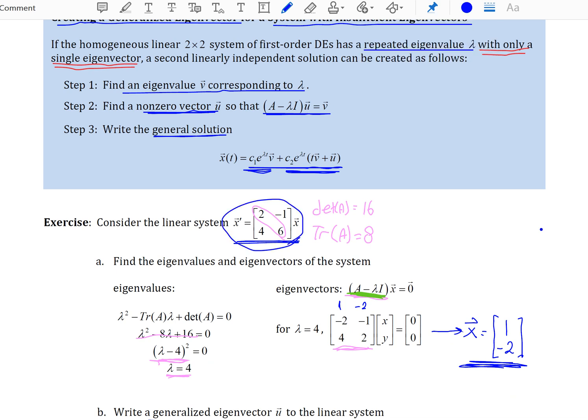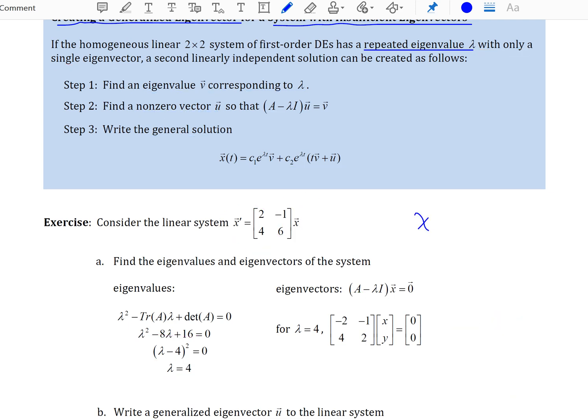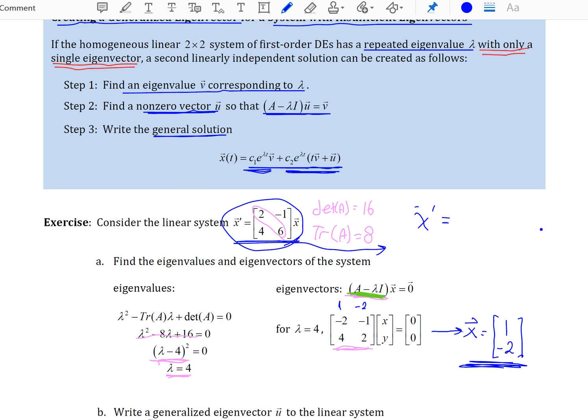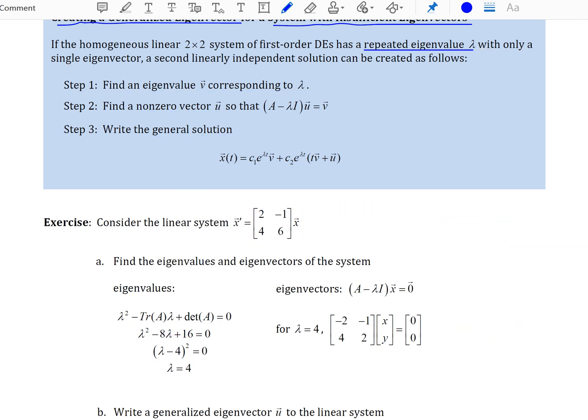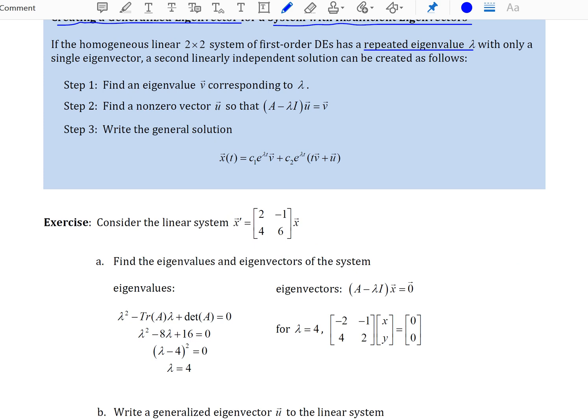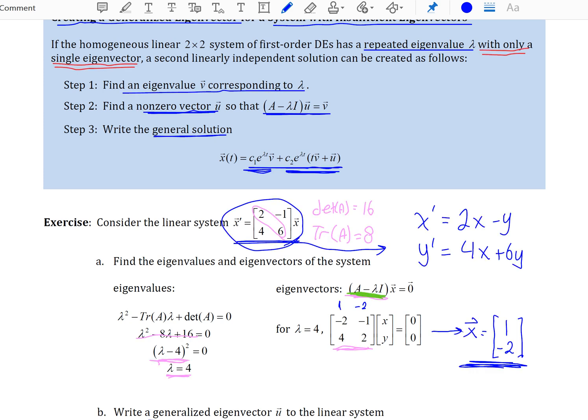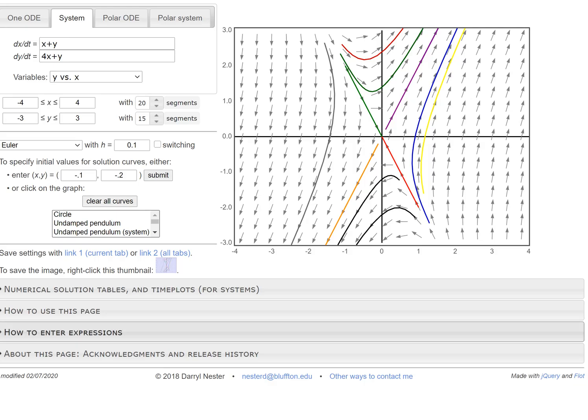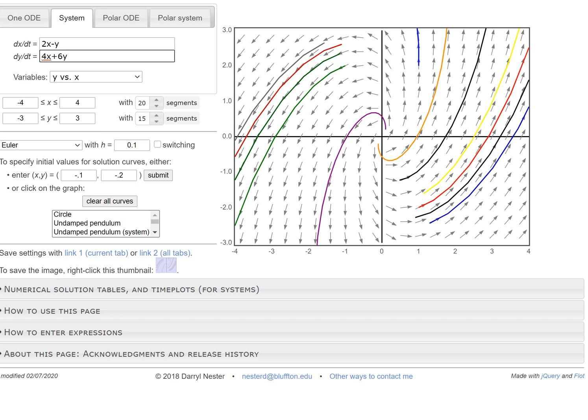So here, this matrix equation is equivalent to x prime equals 2x minus y and y prime is 4x plus 6y. So let's enter this system of equations into our phase portrait plotter. 2x minus y and 4x plus 6y.